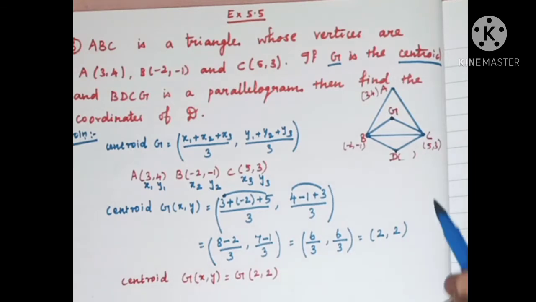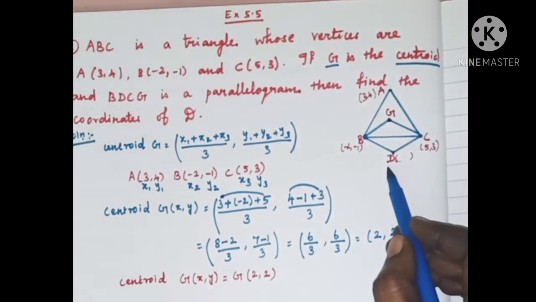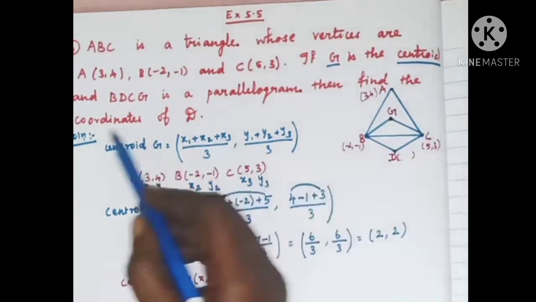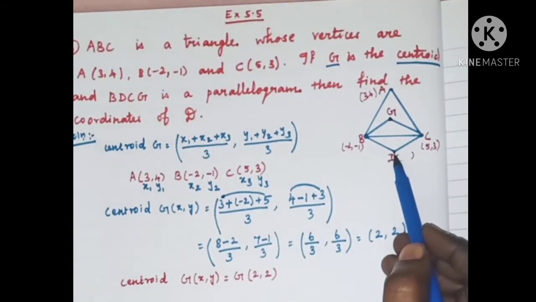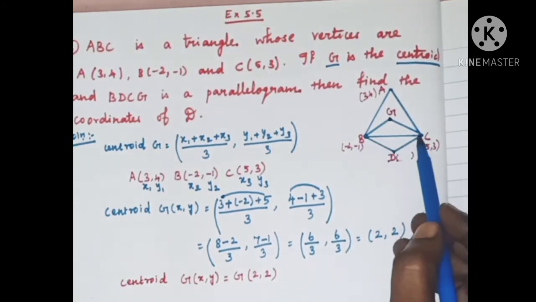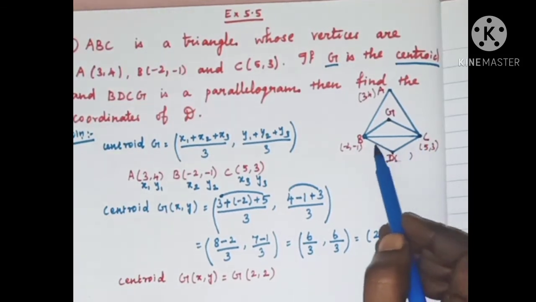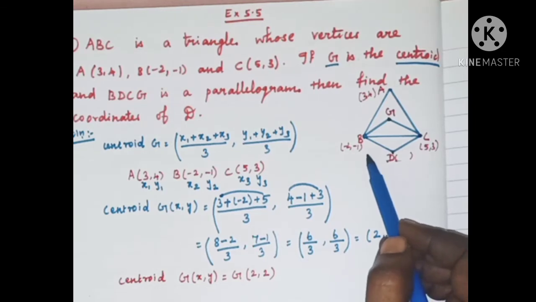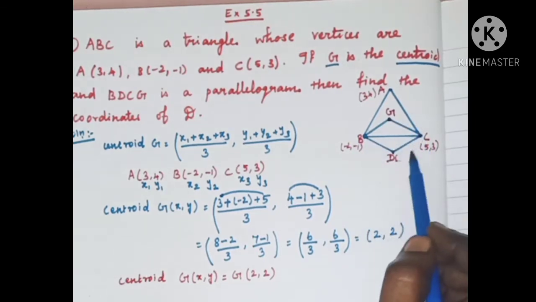Now we have to find the coordinates of D. In the problem they are asking to find the coordinates of D. For that, first we have to find that this is the diagonal of the parallelogram, isn't it? BDCG is the parallelogram they are given.